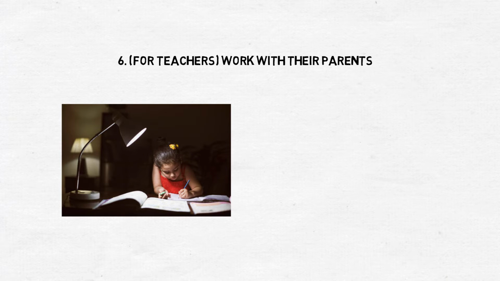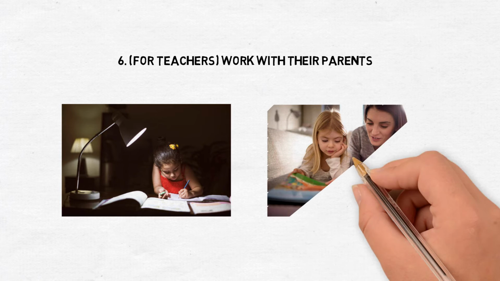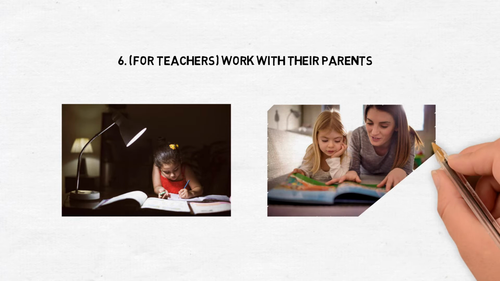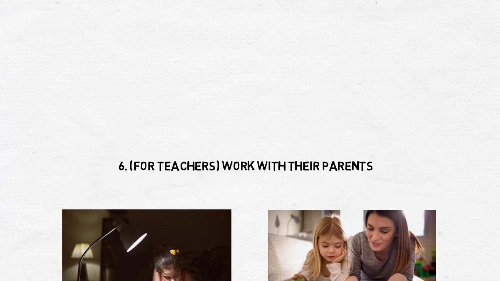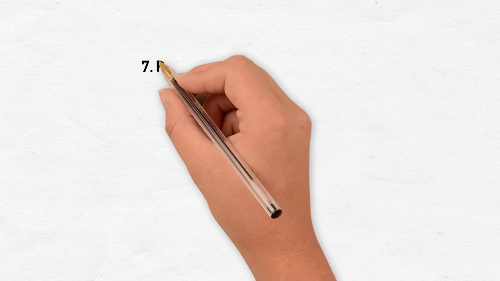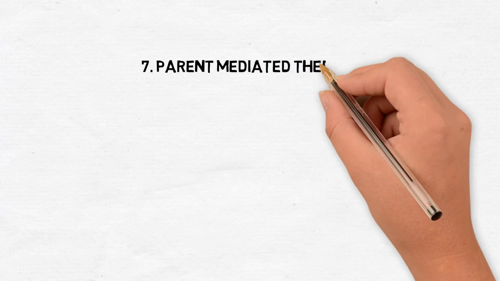Building a relationship will not only help the autistic child, but it will also make the parents and caregivers feel better about how their child is doing in school. Your willingness to work with them will give them more faith that the school can help their child. Parent-mediated therapy. In parent-mediated therapy, professionals teach parents how to do therapy so that they can help their own child.